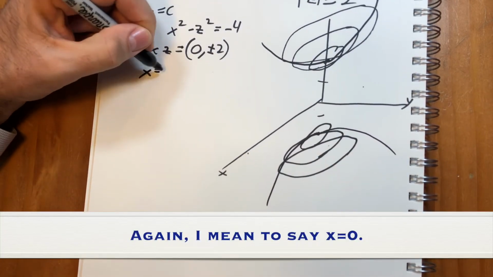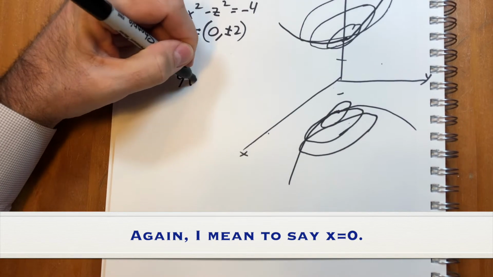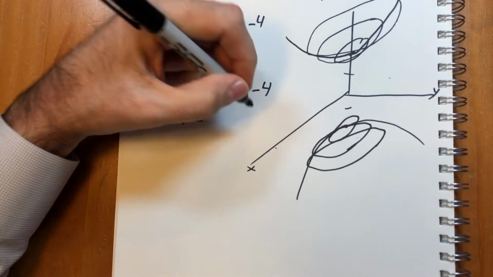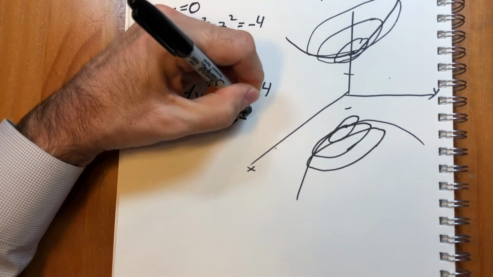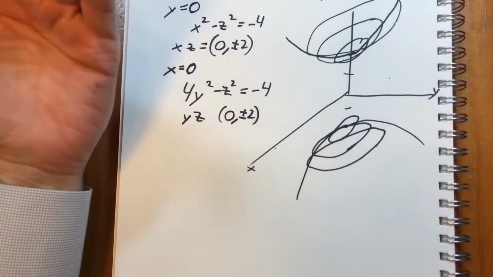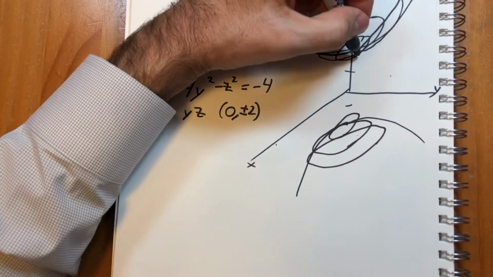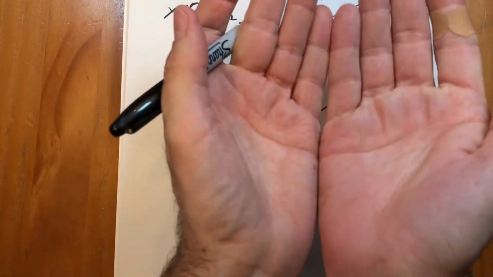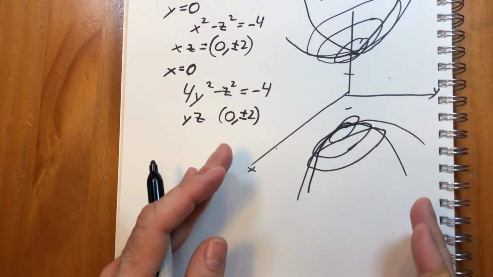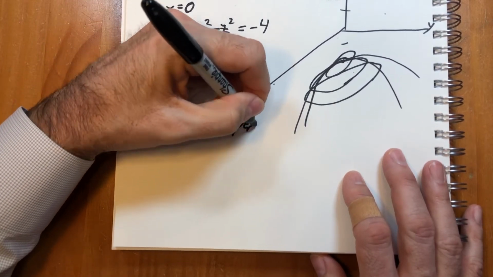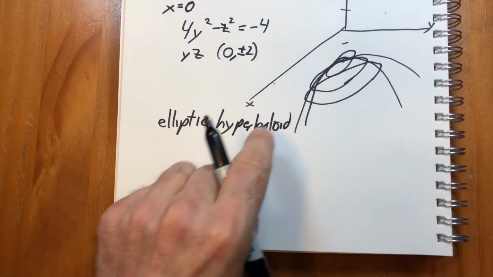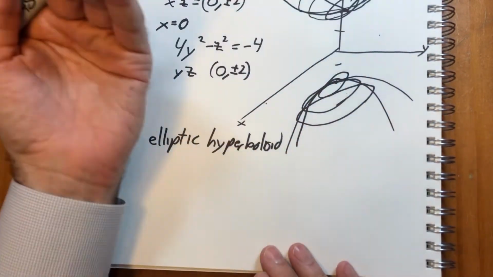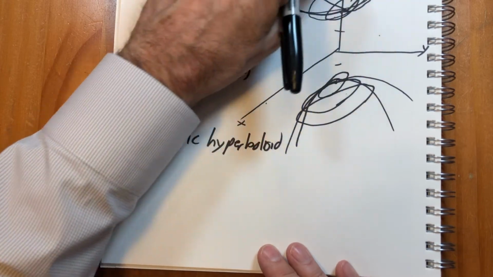And if we make x equals c, then x squared is 0, so we have 4y squared minus z squared is minus 4. That's again a hyperbola. This time it's on the yz plane, but the points are still at 0 plus or minus 2. But here they're in this plane, so they're going up this way and down this way. So what do we have here? We have sort of a bowl this way and a bowl this way. This is called an elliptic hyperboloid, or a hyperboloid of two sheets. And in this case, it's a hyperbola in two directions, and it's an ellipse in the third direction.